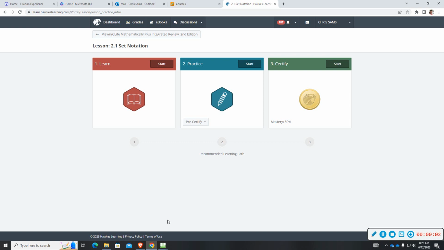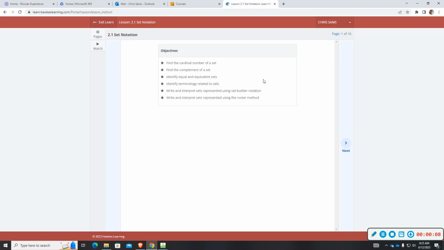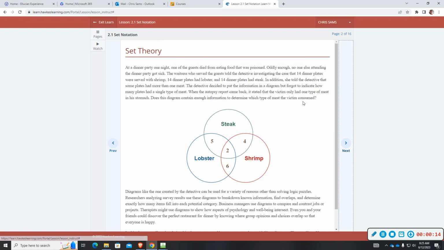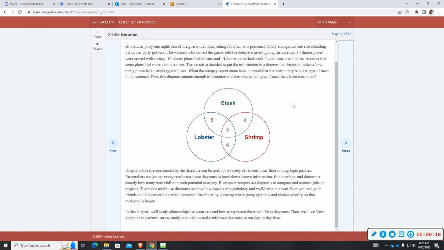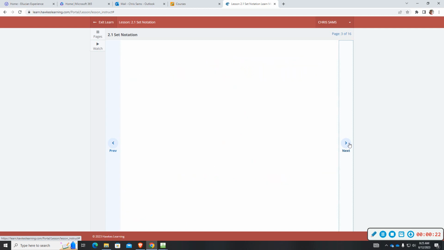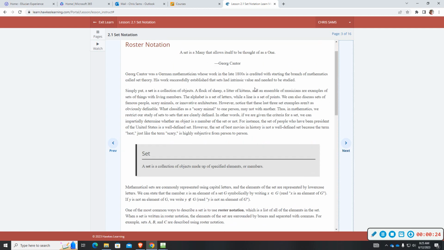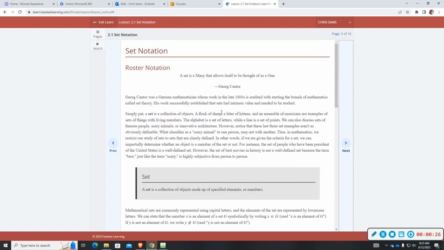All right, today we're going to be looking at section 2.1, set notation. So I'm going to start out thumbing through the learn section. These are the objectives, and I'll point out what's important, and we will practice it when we get to the problem section in Hawks. So it's very good reading if you like to read through everything.